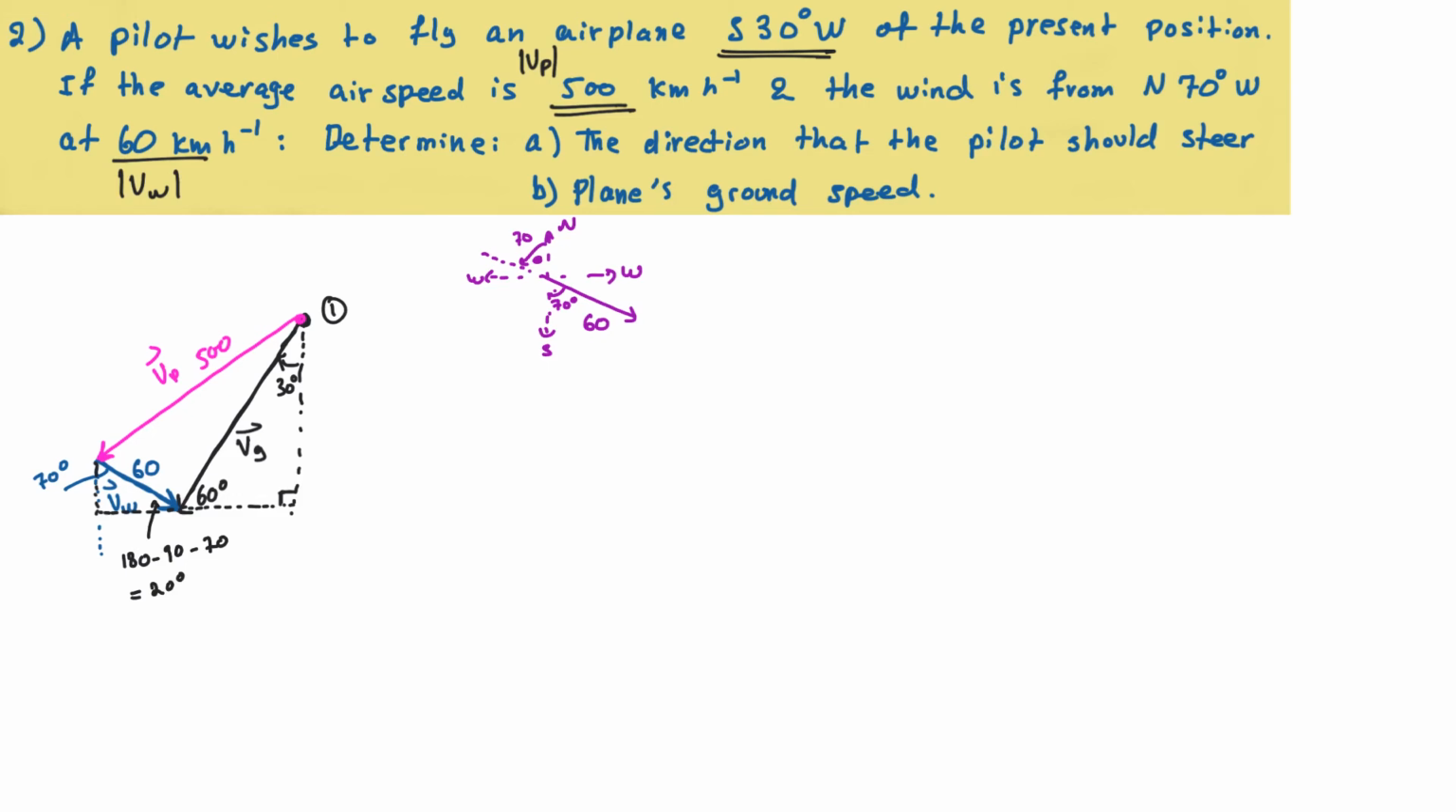To find the angle right in between here, we know that this angle is 60, this angle here is 20, and all of these angles here add up to 180 degrees because we have a straight line. So the orange angle is going to be 180 minus 60 degrees minus 20 degrees. And that's going to give us an angle of 100 degrees.